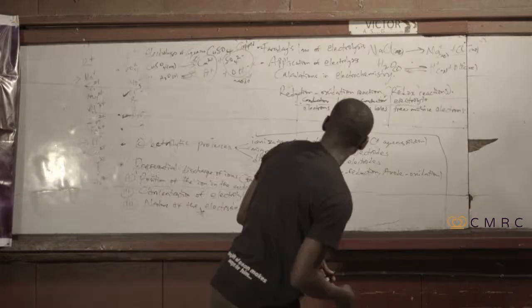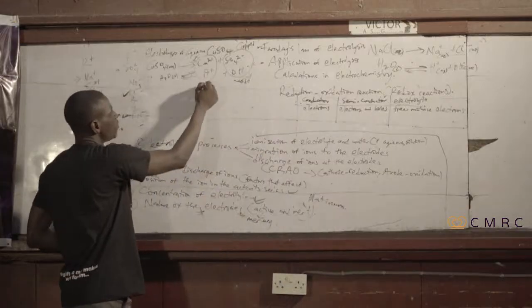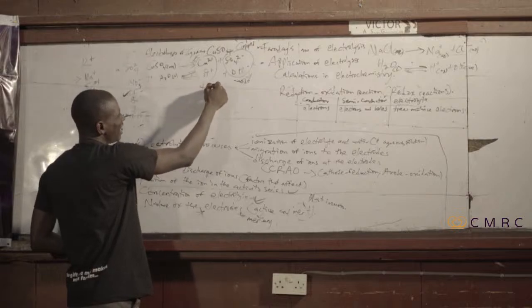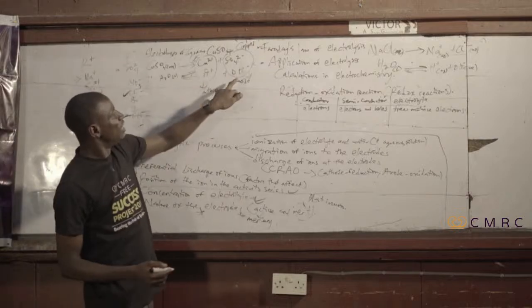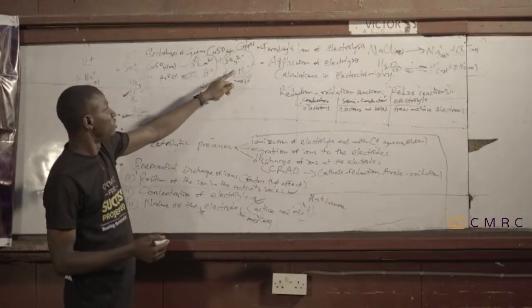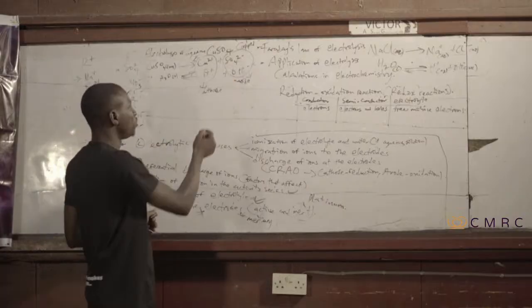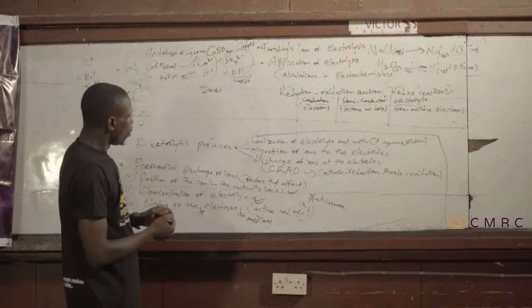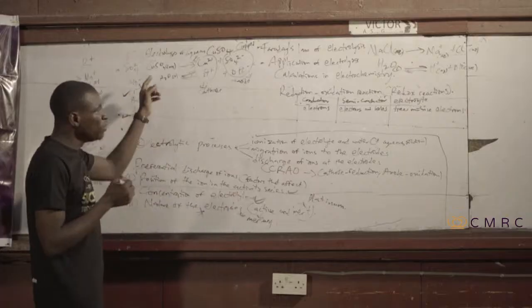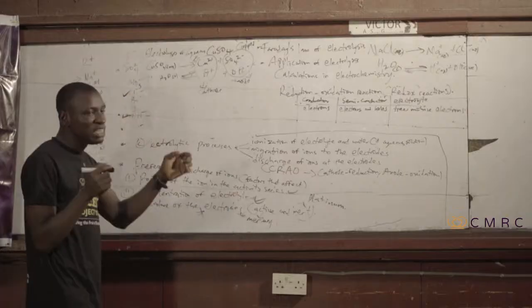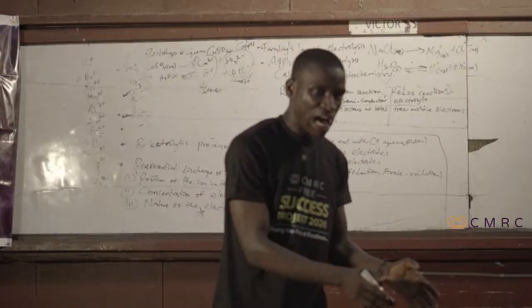Now, we know the ions that will go to the cathode, Cu2+ and H+. And then we have our OH- and SO4 2- going to the anode. Now, what will be discharged at the electrodes? We are using copper electrodes. That is to say, our anode is made of copper rod. Our cathode is also made of what?